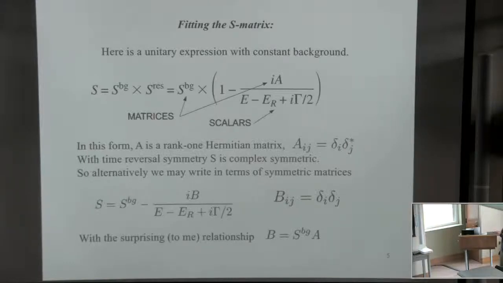And this is a little bit surprising, I think, at least to me, because with the background S matrix, transform basically conjugate ket or bra in A. So the background S matrix is conjugation. Which is interesting.